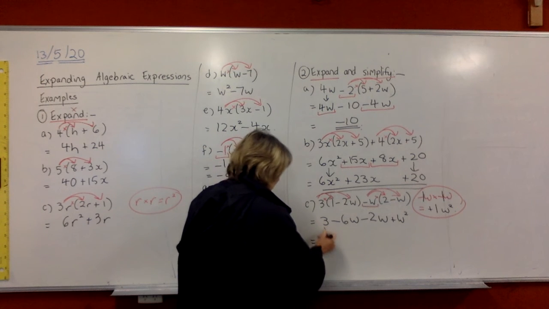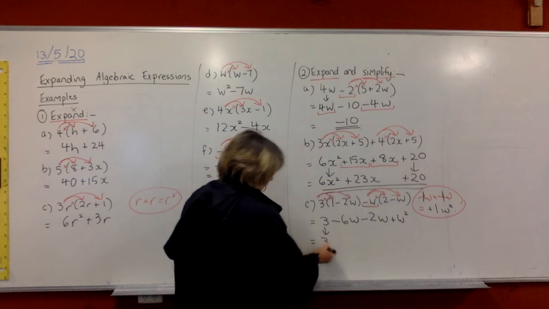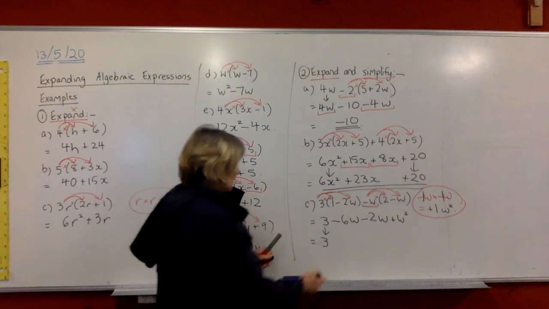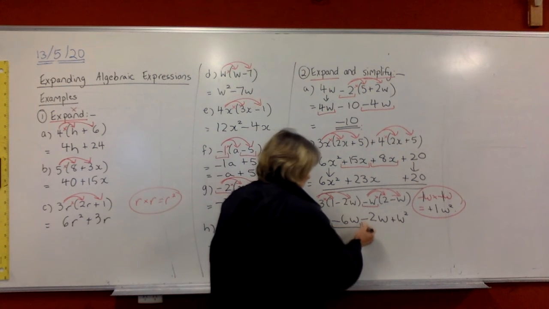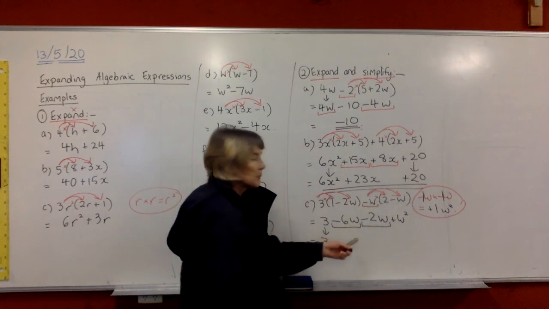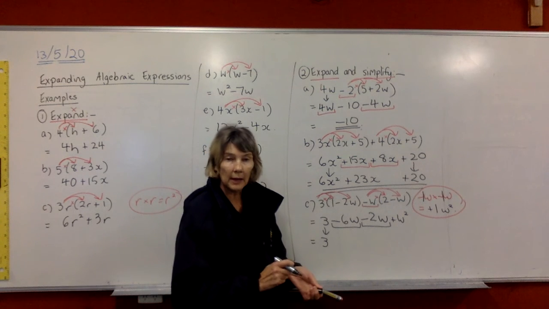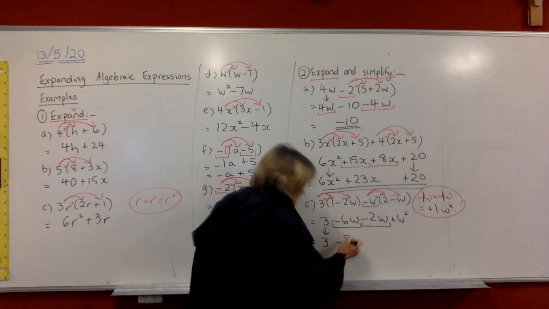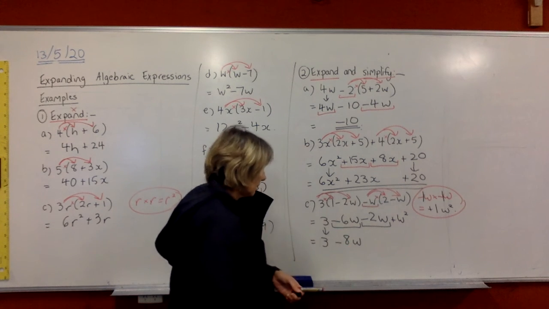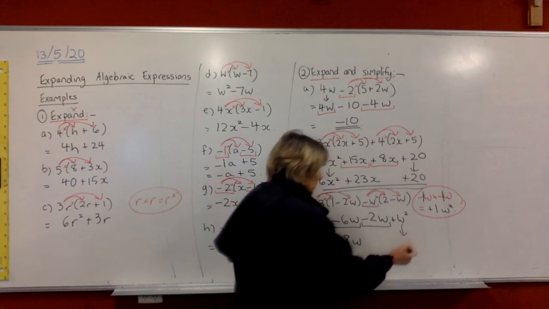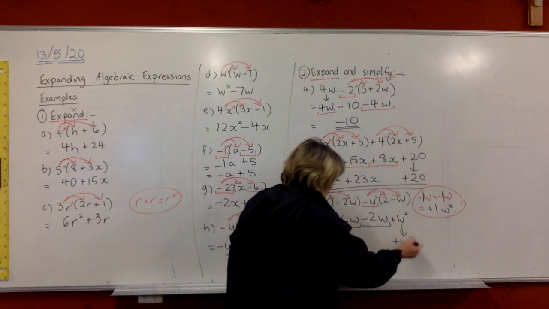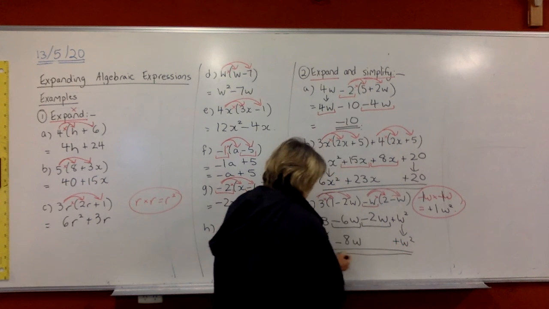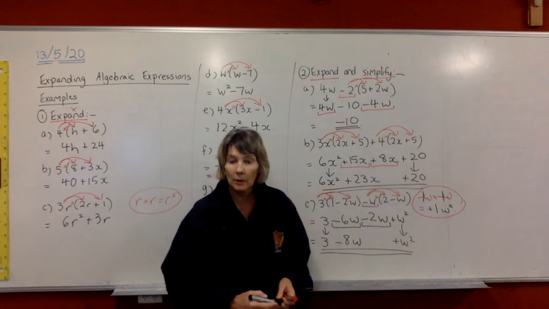Okay, we're going to copy down our 3 because that doesn't have any other like terms. We're going to collect our w's. Minus 6w minus 2w, so press it in your calculator. Minus 6 minus 2, that gives you minus 8, w on the end. In this bit, we've got no other w squares. So we're just going to copy that down. And that's the end of the question.